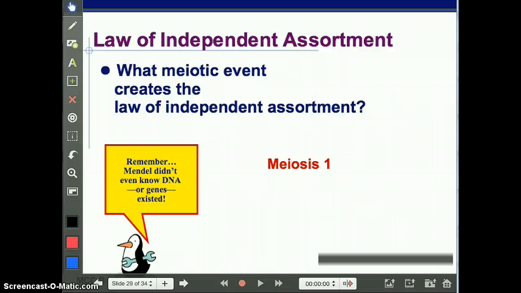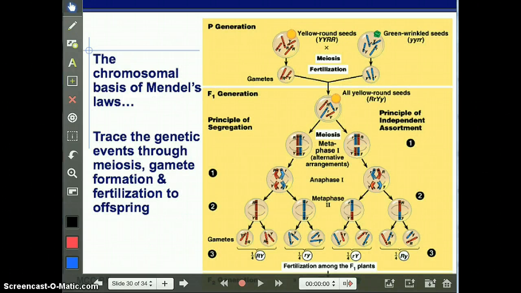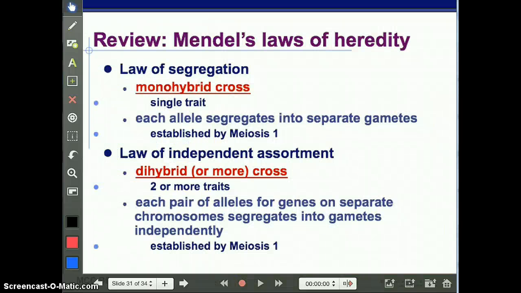What meiotic event creates the law of independent assortment? It is meiosis 1. Okay, showing you here, we have our process. We go through the P generation, it separates out. In meiosis 1, the principle of independent assortment, you start to see those chromosomes be pulled apart. Eventually, tracing the genetic events through meiosis, you see the gametes fertilize and formation starts to come out.